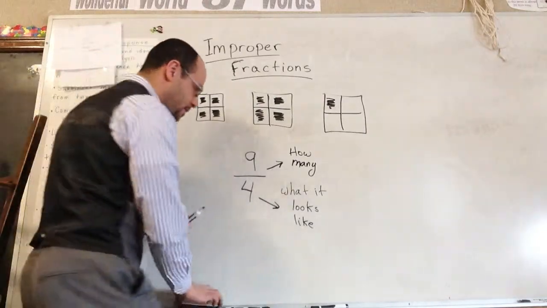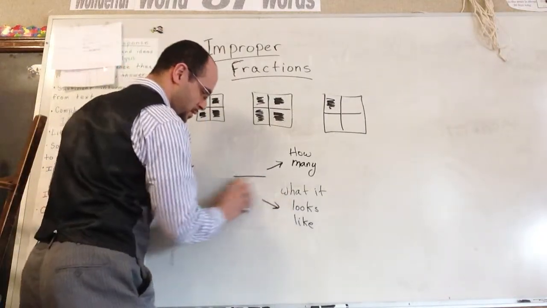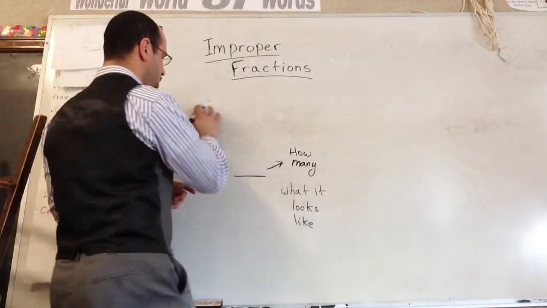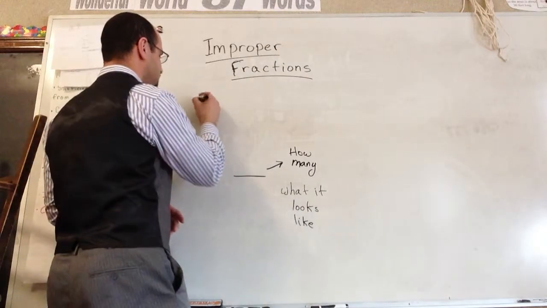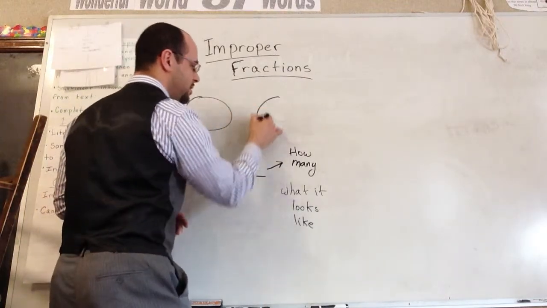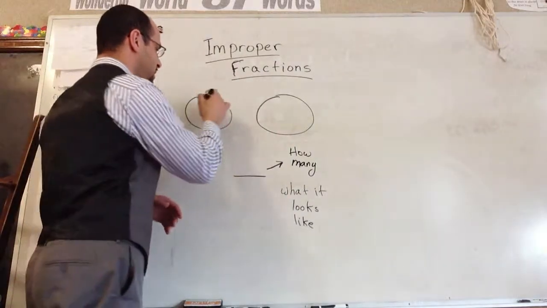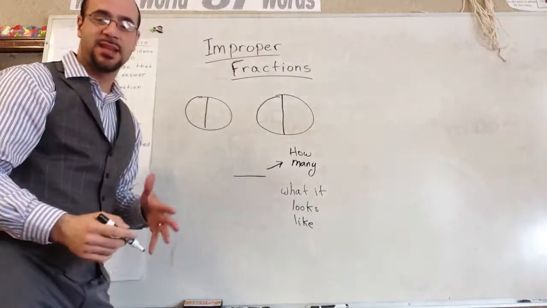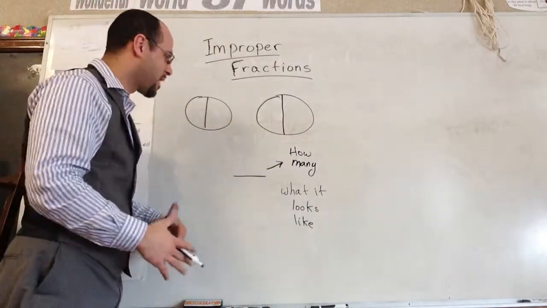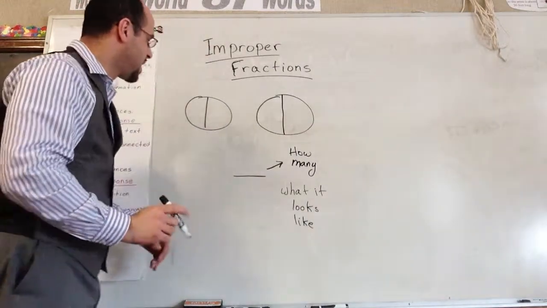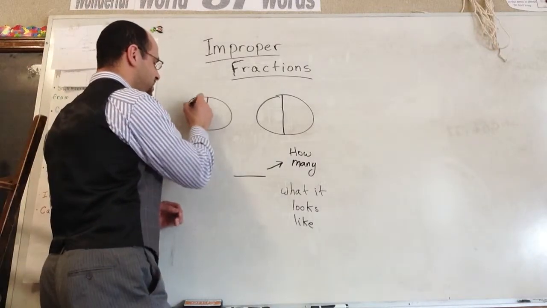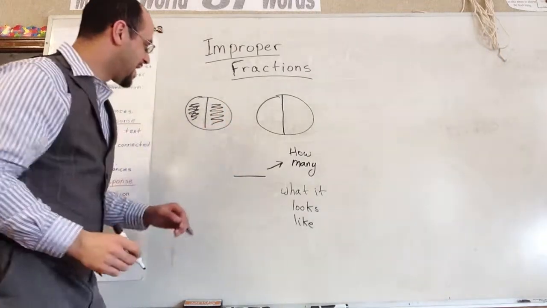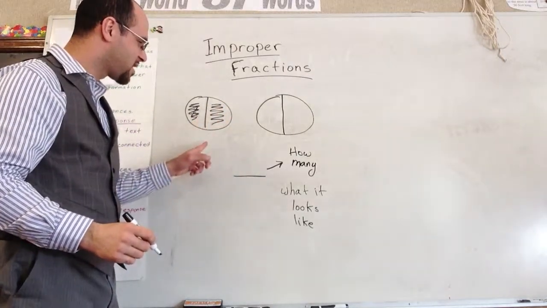So let's try one more. And I'll deal with circles this time. It reminds me of cookies, and I love cookies. So I'm going to cut them into halves. Again, imagine that these halves are the same size. I don't have the tools to make them more perfect, but that's fine. Let's color them. So now I have 2 halves colored.